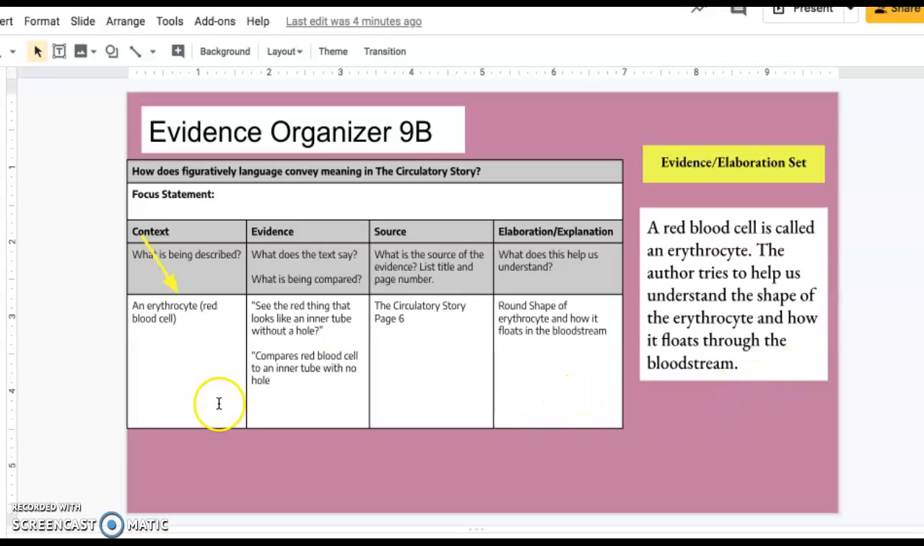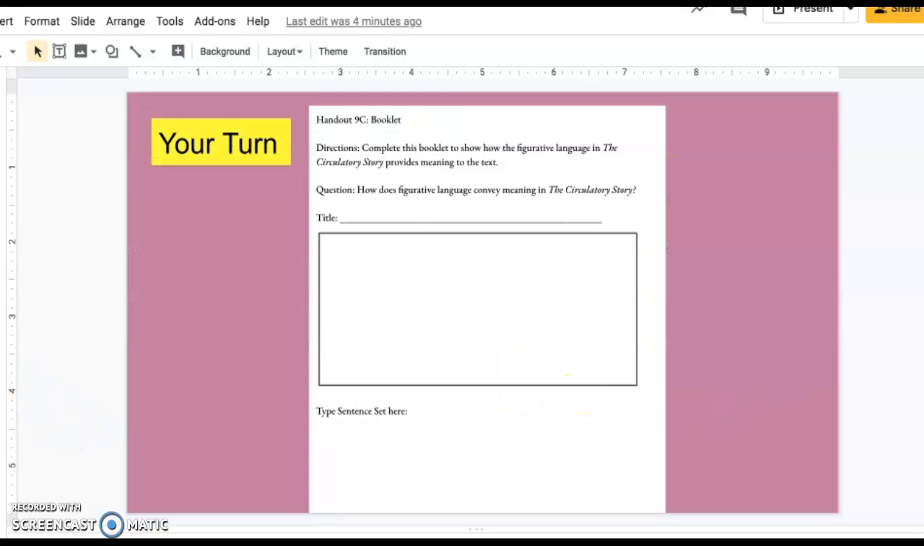Okay, so now you're going to go back to the slide, and it's your turn to write an evidence elaboration sentence set. So you're going to go ahead and write the one that we just did, and then later on in lesson 11, you're going to complete it. You'll give it your own title, you will do a picture of it, and then you will write your evidence elaboration sentence set. So go ahead and do that now.